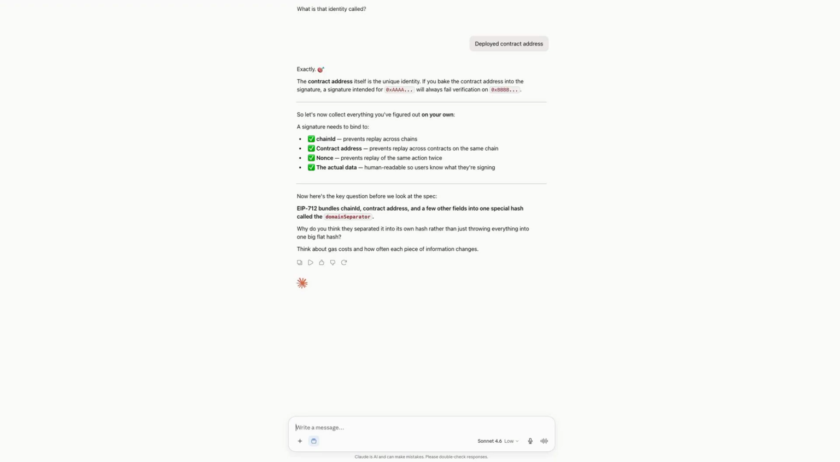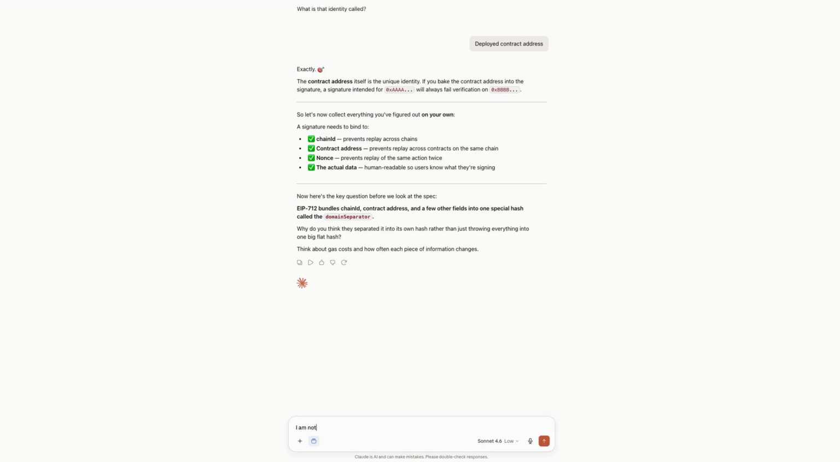Now here's the key question before we look at the specification. EIP-712 bundles chain ID, contract address, and a few other fields into one special hash called the domain separator. Why do you think they separated it into its own hash rather than just throwing everything into one big flat hash? Think about gas costs and how often each piece of information changes.